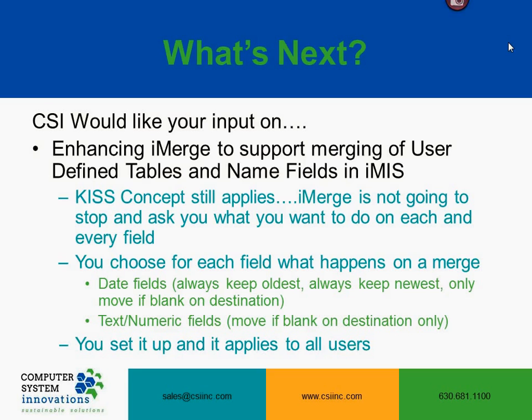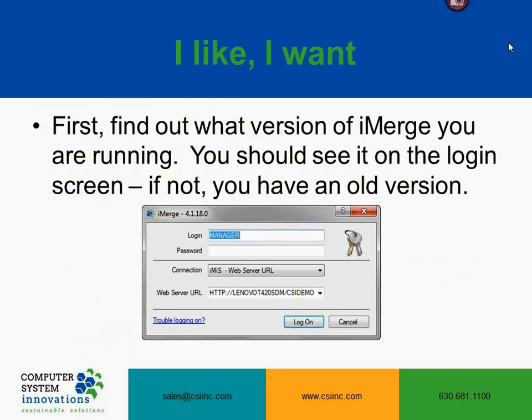Text numeric fields, move if blank on destination only. You'll set it up and it'll apply to all users. I want to point out you can do all of this right now with stored procedures. What we're playing with right now with iMerge 5 is, would you like this in the user interface? Does the term stored procedure scare you? And would you like to be able to control this yourself without knowing SQL? So curious about your input on that.